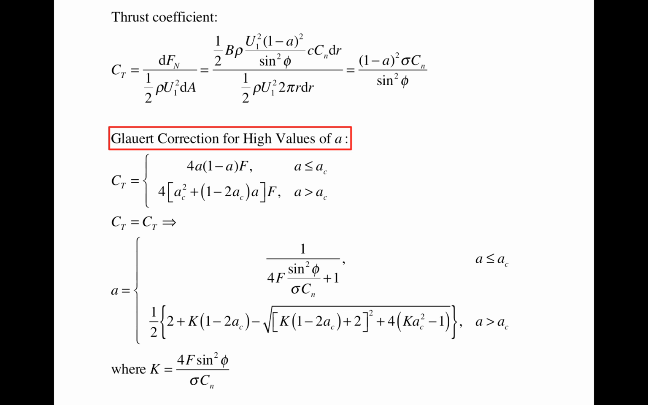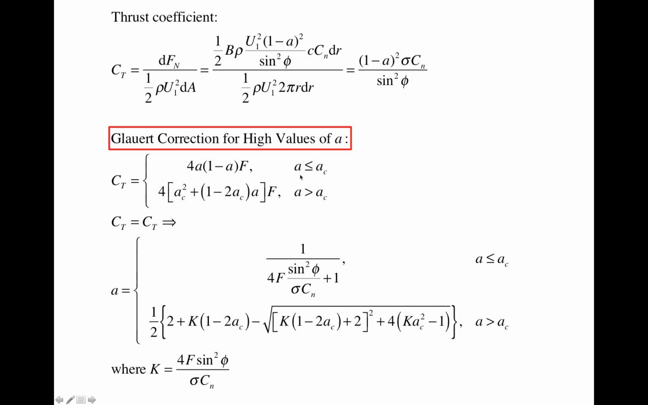So that's called the thrust coefficient. And we now have an expression for the thrust coefficient that we have obtained from the blade element theory, right? We derived it from the blade element theory. And then the Glauert correction for high values of A gives you an expression also for the thrust coefficient. But it's not just one expression, it's actually two expressions.